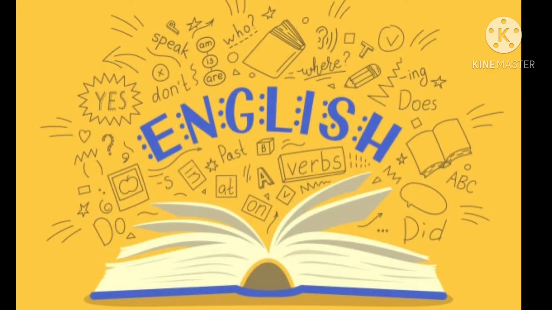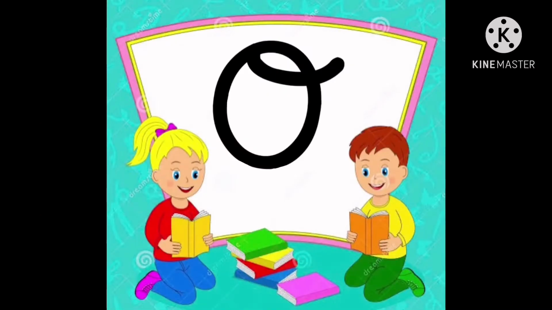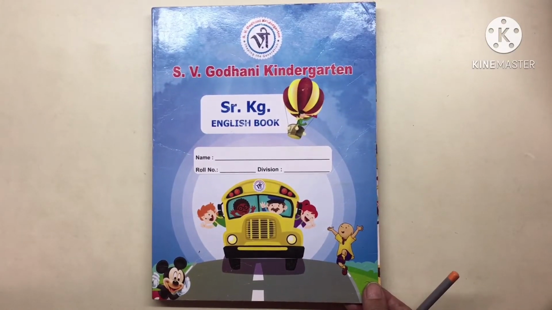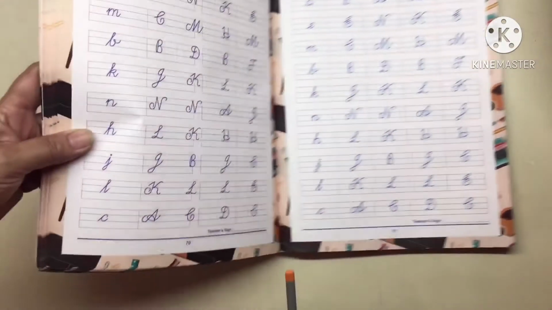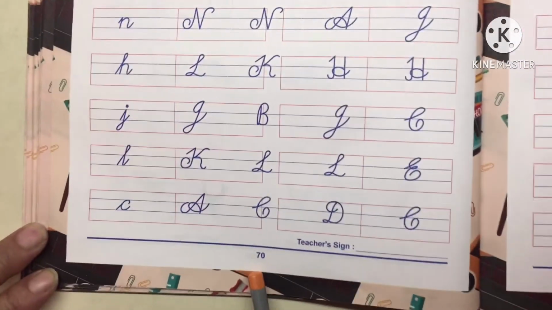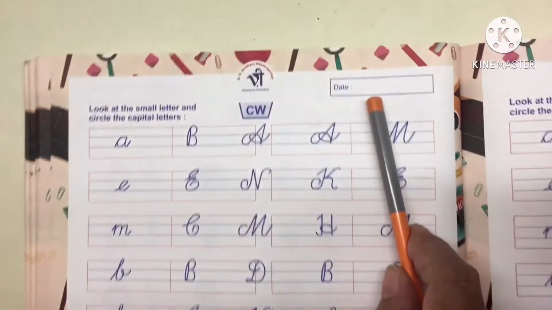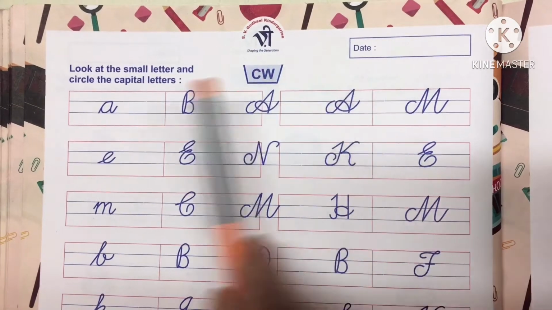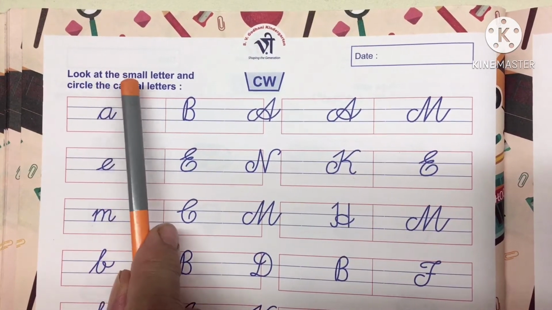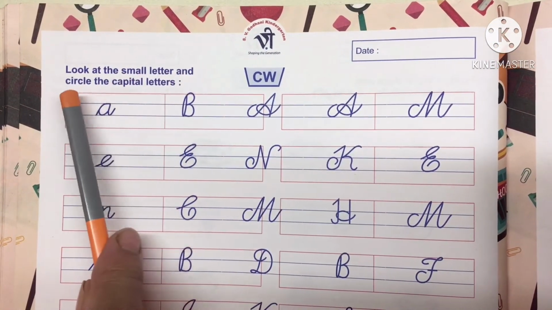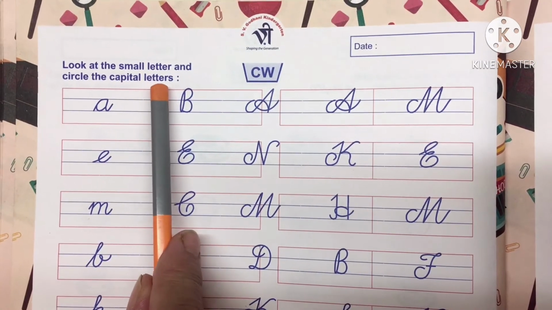Today we will do an activity which is on page number 70, and then we will learn how to write capital cursive O. This is our English book. All of you open page number 70. First write today's date here. Look at the small letter and circle the capital letters.